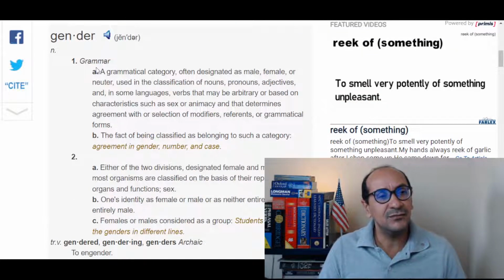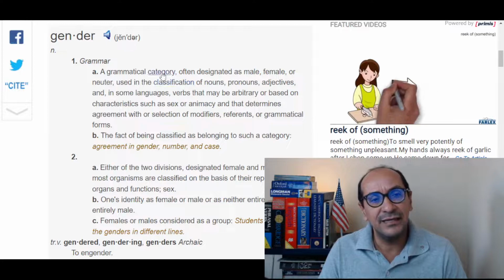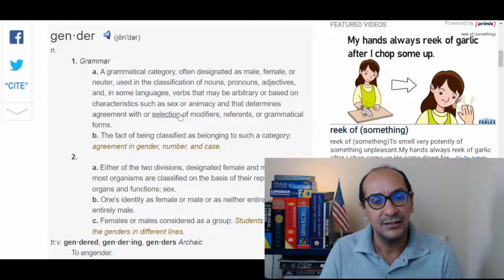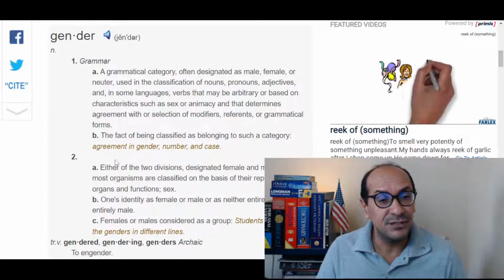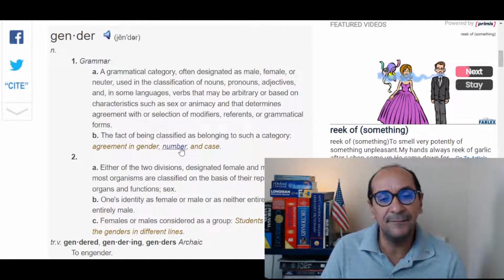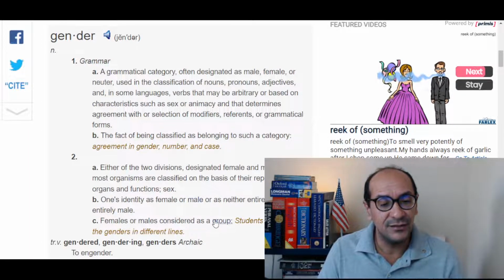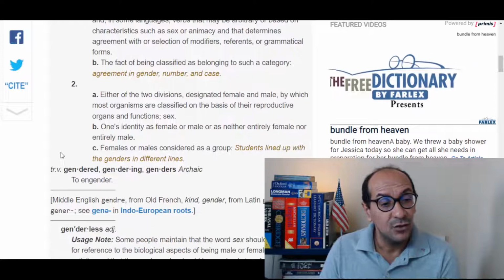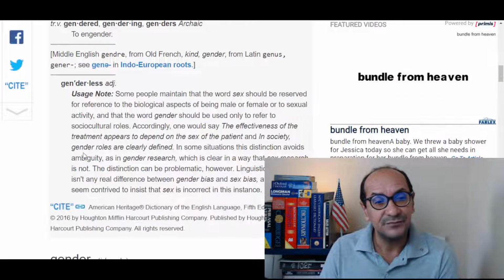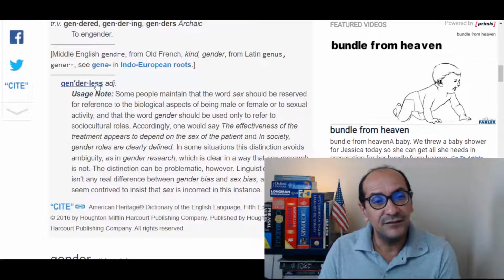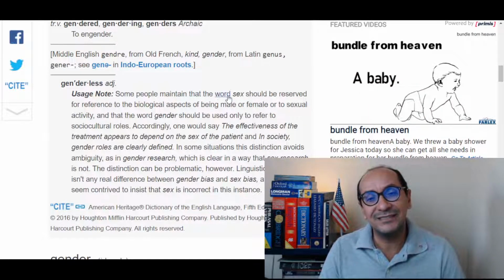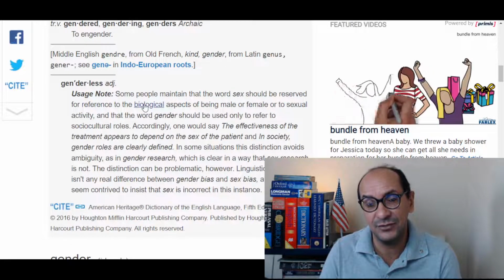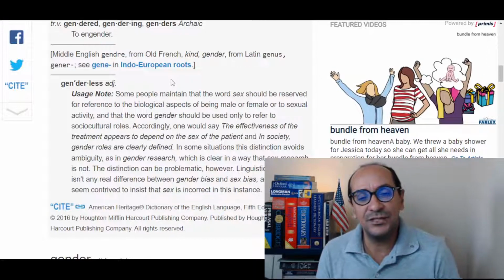So see now that you have grammar, a grammatical category often designated as male, female, or neuter, and it goes on. So remember that this is important because besides gender, we have number, we have case, we have other, let's say, possibilities when it comes to the nouns. Well, let's see what else I can tell you here. This is interesting. Genderless, because some people maintain that the word sex should be reserved for reference to the biological aspects, etc. This is that kind of controversial issue that I said, okay?